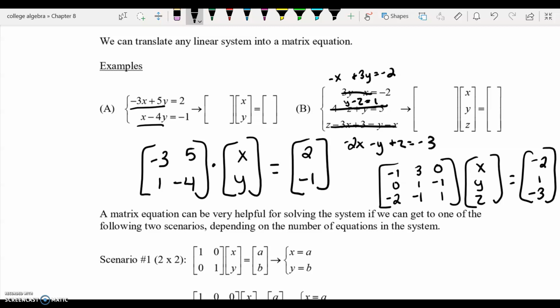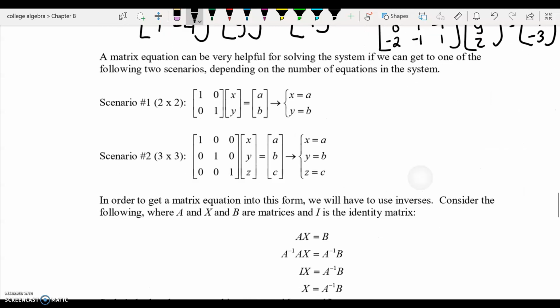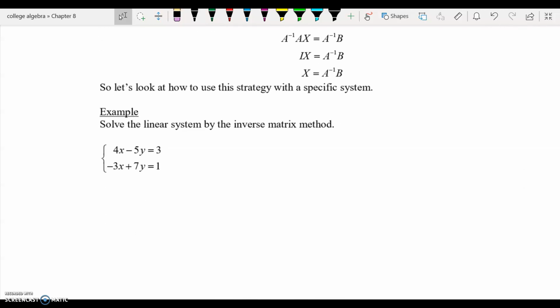Now to solve it, there's a couple different ways to go about this. You're going to take the left-hand side and find the inverse of that and then multiply it by that. So I'm going to show you what we do. It says solve the linear system by the inverse matrix method.